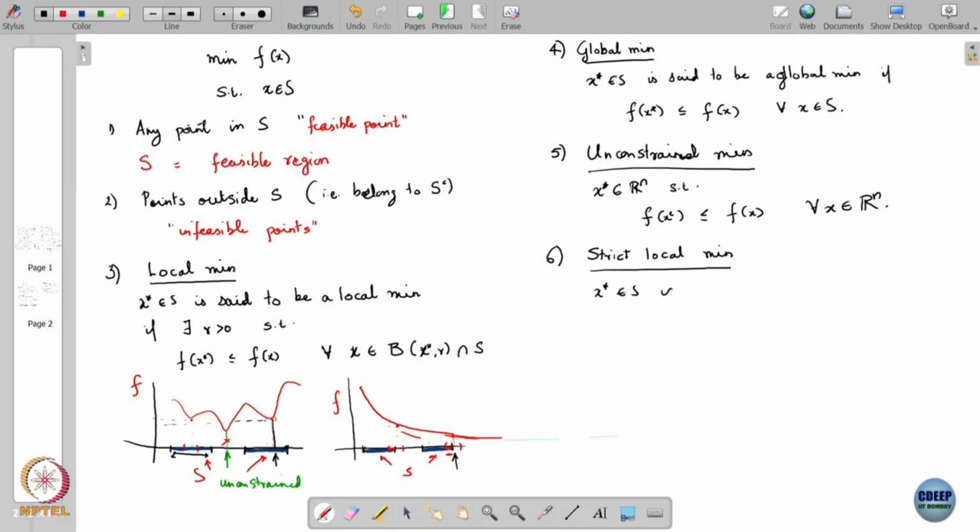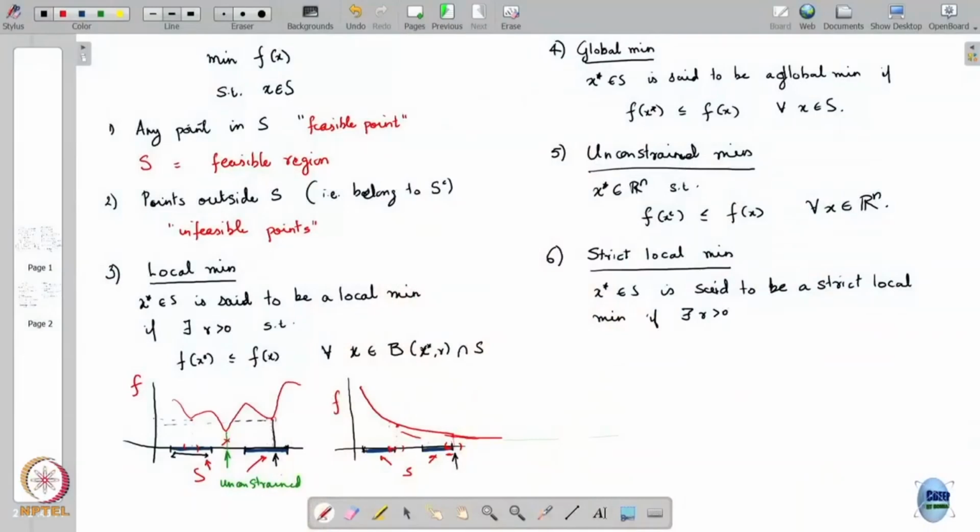So, x star in S is said to be a strict local minimum if there exists an r greater than 0 such that f of x star is strictly less than f of x for all x in this ball of radius r around x star and lying in S, except of course x star itself.